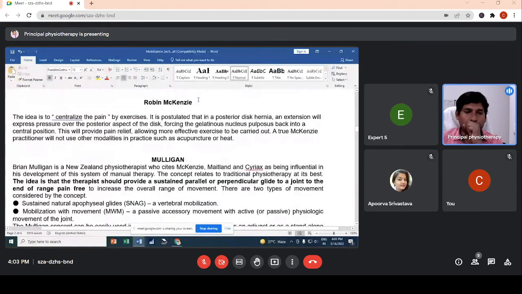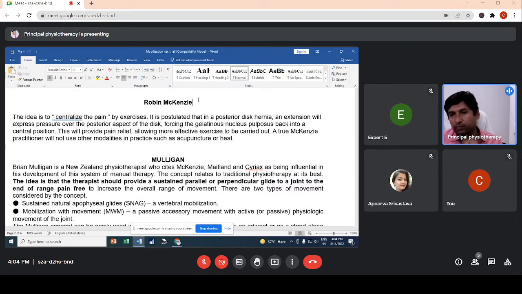McKenzie technique is also a popular technique, and we also provide it in case of disc herniation or in case of a spinal problem. McKenzie technique is basically based on how to correct the biomechanical derangement into a rearrangement, and when the pain is peripheral, we basically try to centralize the pain.